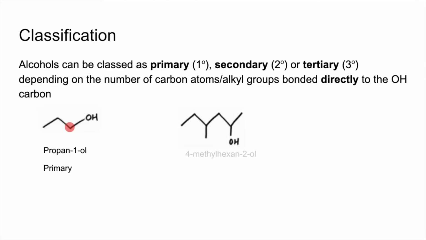The next one is 4-methylhexan-2-ol. So again, we'll focus on that OH carbon. Now we've got 2 alkyl groups or 2 carbons directly bonded to that carbon. That's a secondary alcohol. And finally, we've got this one here. That's 2-methylpropan-2-ol. Focus on the OH carbon and you can see you've got 3 carbons or 3 alkyl groups directly bonded to this one.